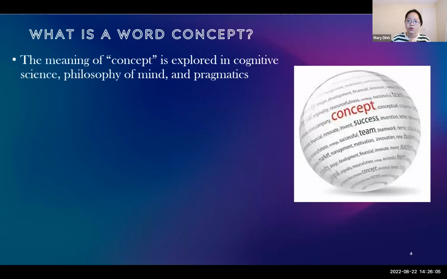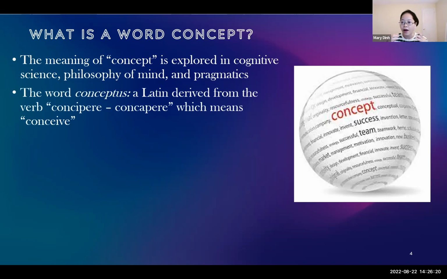So what is a word concept? The meaning of concept has been explored in many disciplines like cognitive science, philosophy of mind, and pragmatics. Pragmatics is about how context plays an important role in defining what a word or concept means in each context. The word concept comes from a Latin word which means to conceive. So when you grow up, from a baby to an adult, you build up a lot of concepts in order to make sense of the world.